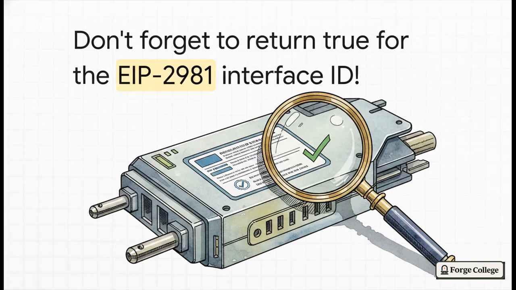Oh, and whatever you do, do not forget the supports interface check. It's such a ridiculously common mistake. Developers will build this perfect royalty info function and then totally forget to advertise that it even exists. The supports interface check acts exactly like a manufacturing label on our adapter. When a marketplace queries your contract, they look at this label first to verify, yes, this contract is perfectly EIP-2981 compatible. All you have to do is override the function and return true for the EIP-2981 interface ID.